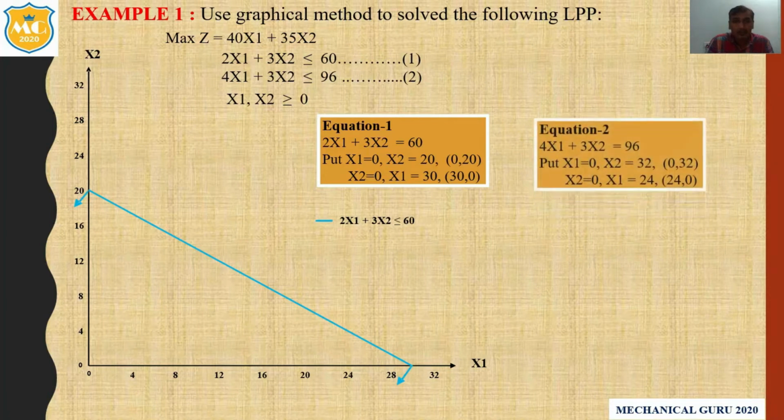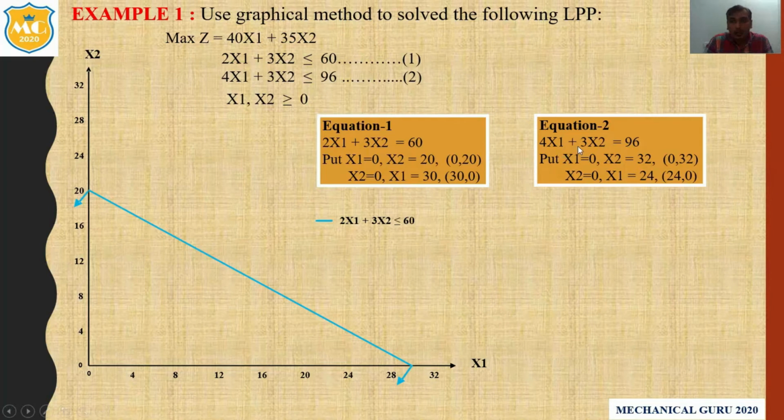Second constraint: 4x1 plus 3x2 is less than or equal to 96. Put x1 is equal to 0, so x2 is equal to 32. So the coordinates are 0 and 32. Second, x2 is equal to 0, then x1 is equal to 24. So the second coordinate is 24, 0. Put these values in the graph.